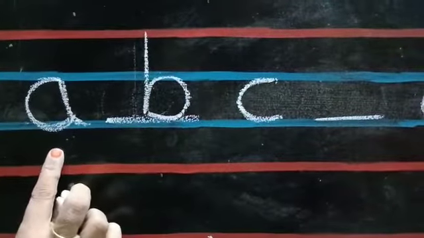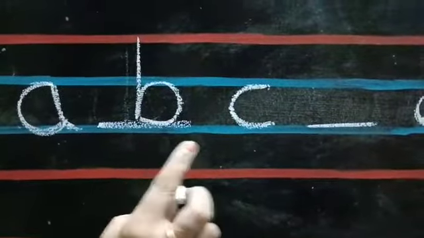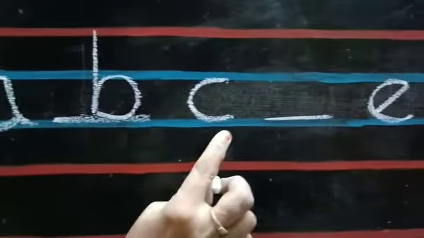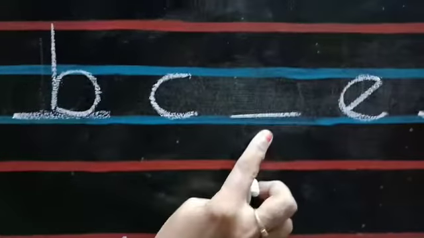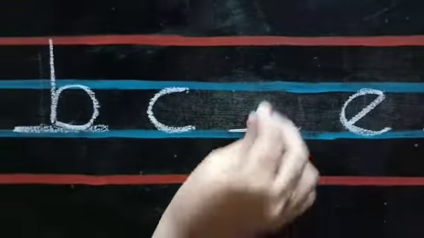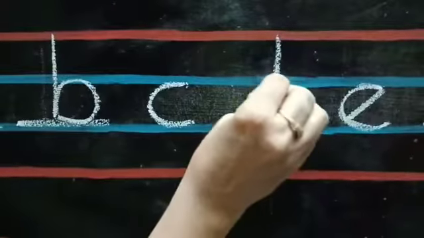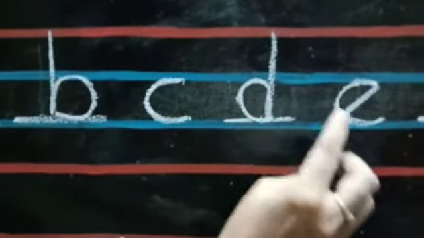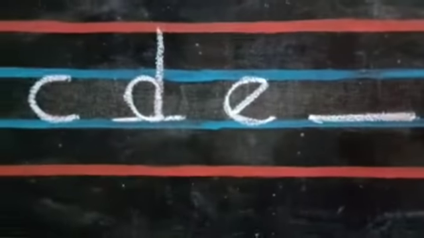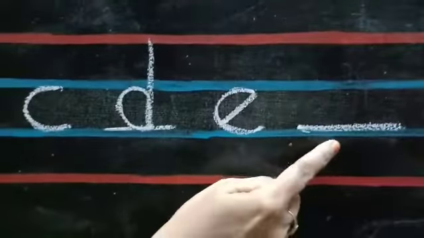A, B, C. What letter should come here, children? D. Very good. E. Children, what letter should come here?